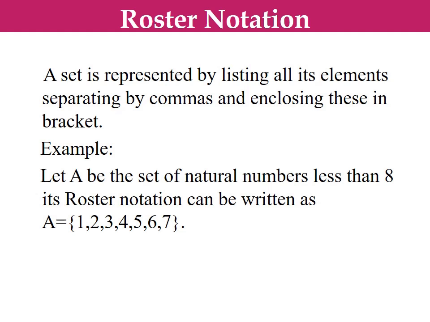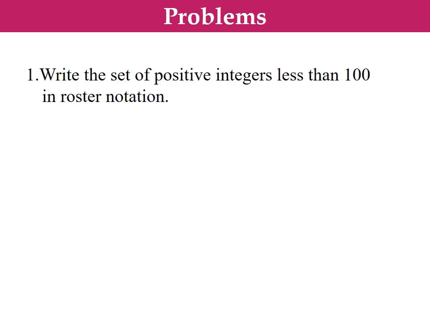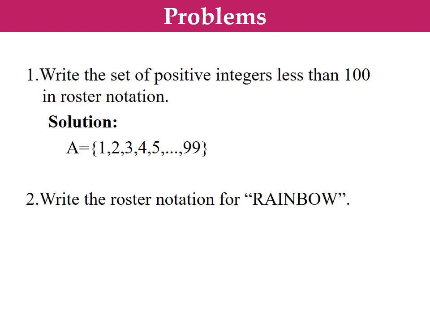We often use this notation, right? And we'll discuss one problem based on this roster notation. Write the set of positive integers less than 100 in roster notation. Not only 100, they may ask 1000, 5000, whatever it is. The solution is A is equal to, actually we are supposed to write 1, 2, 3, 4, 5 and so on up to 99. Instead of writing it all, we simply write 1, 2, 3 and so on up to 99, because my question indicates less than 100, right?